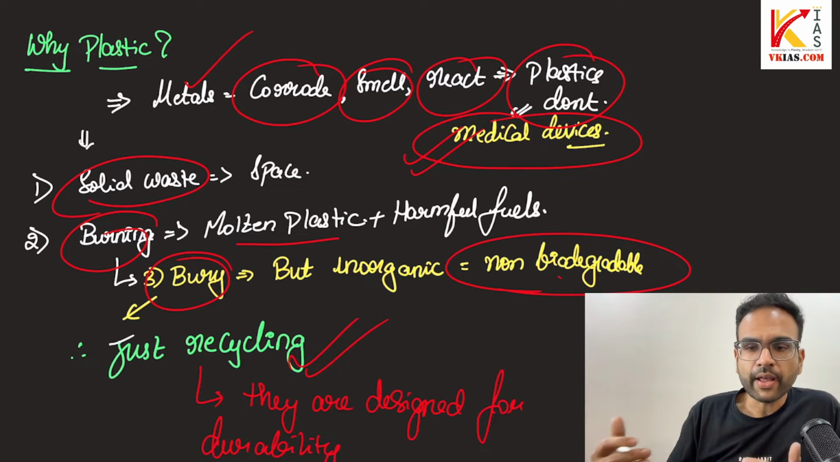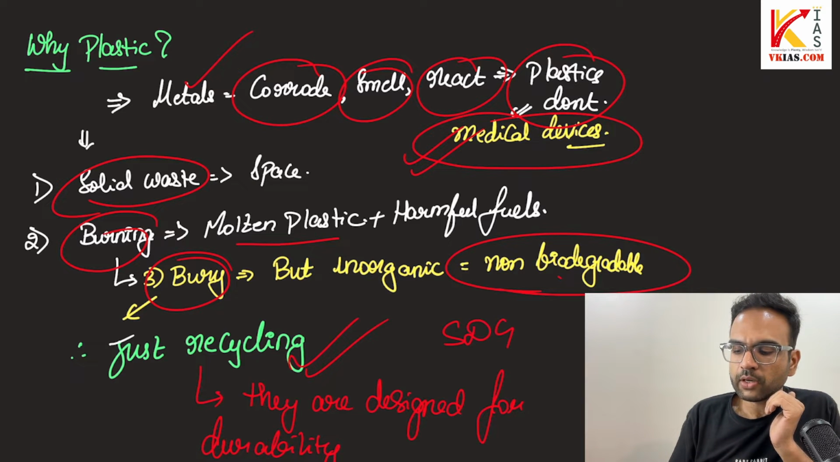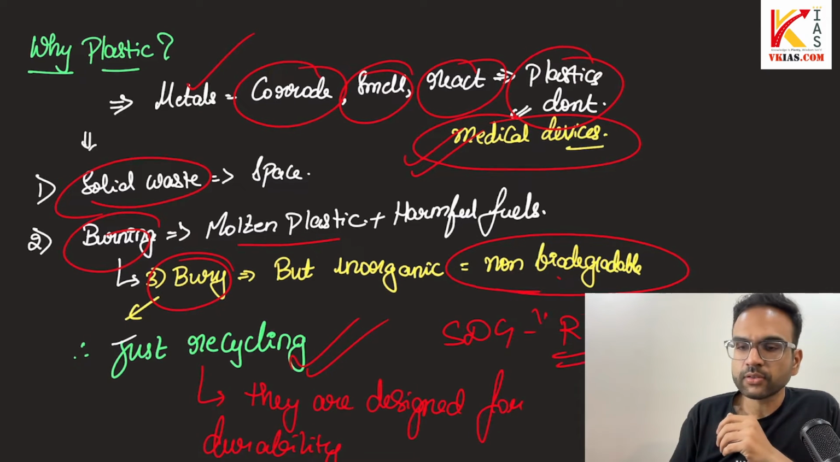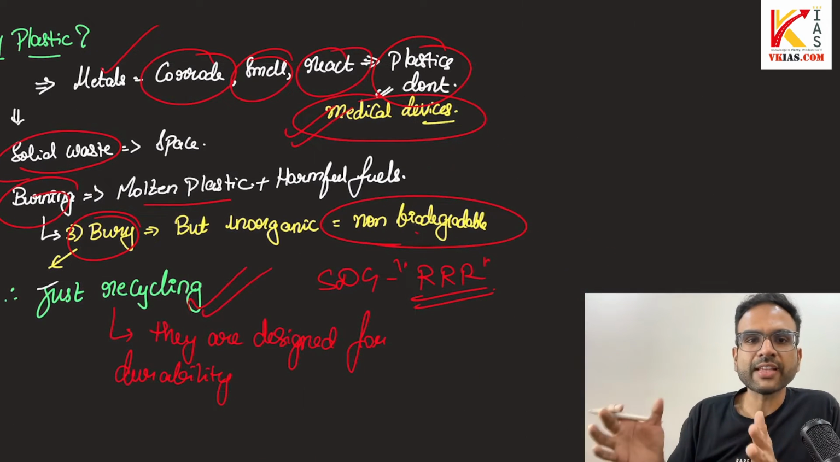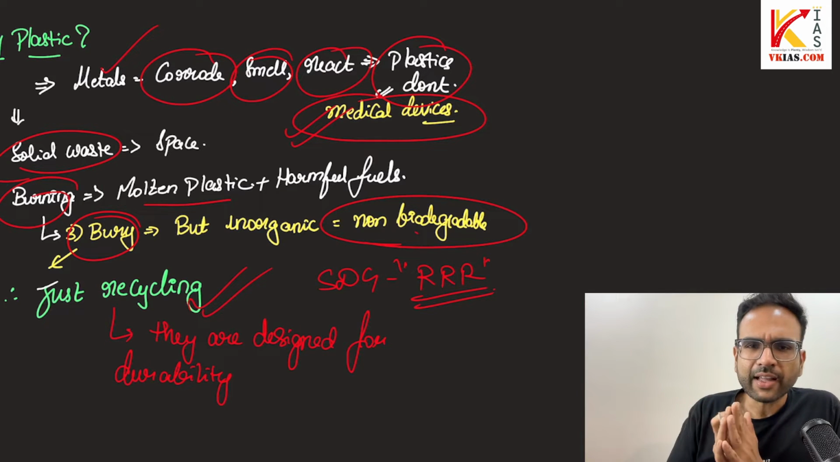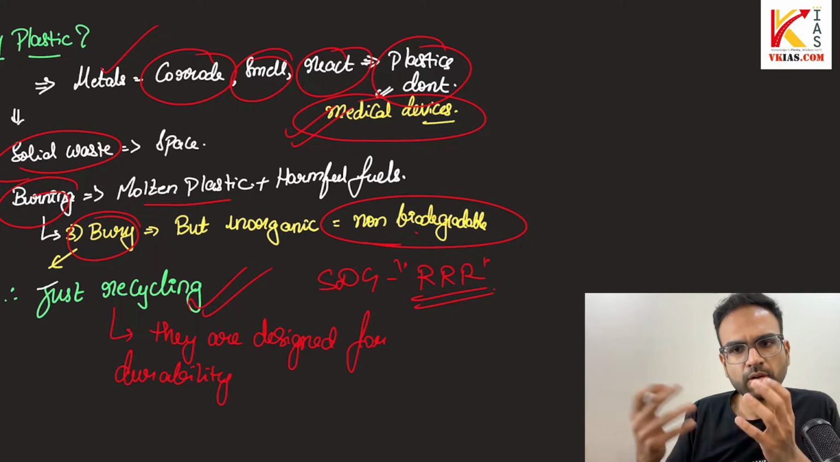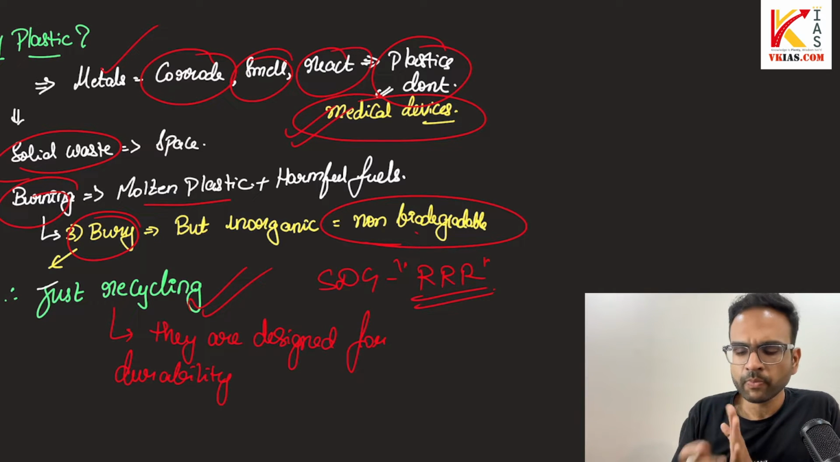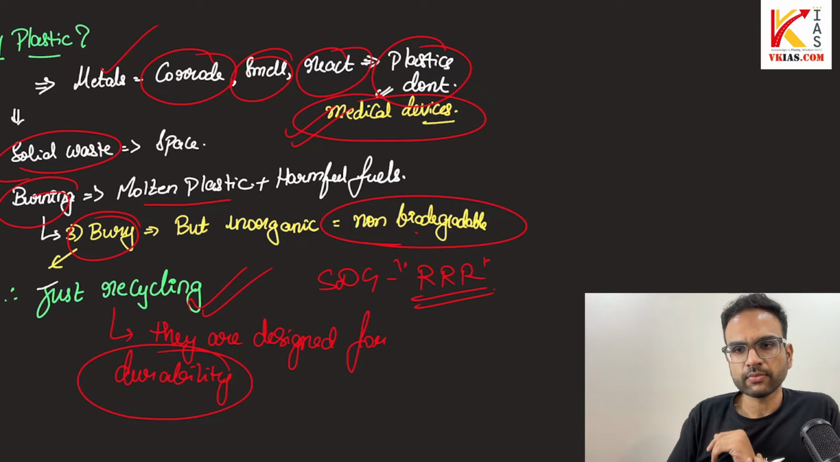And that's where you have the sustainable development goal, where they say triple R strategy: reduce, reuse, and recycle plastic. Why is it like this? Why are they not degradable? Because the very purpose with which they were created by the innovators at that point of time is that they're designed for durability, and that's the reason they are not degradable.